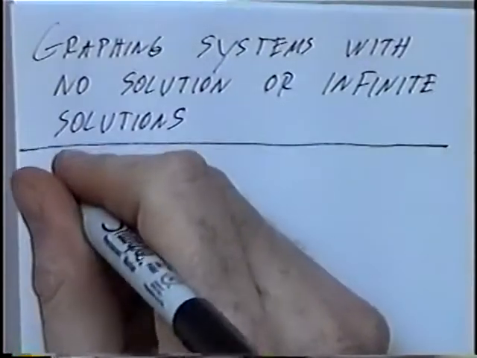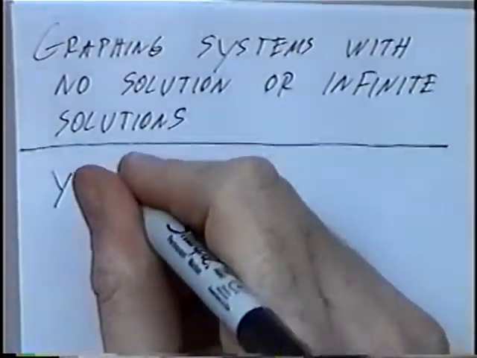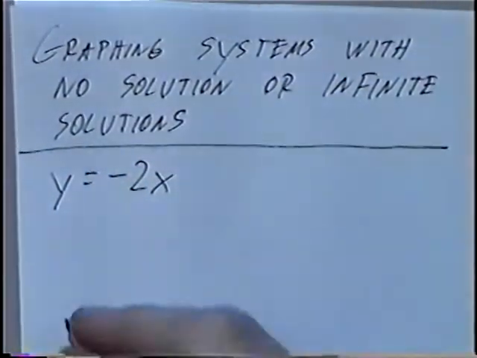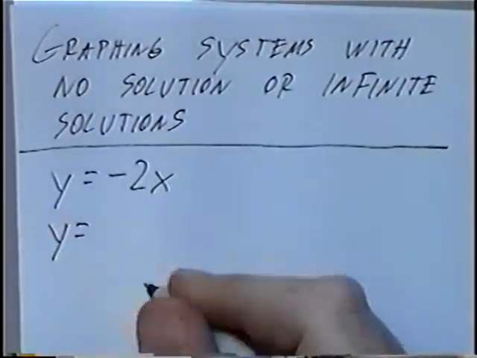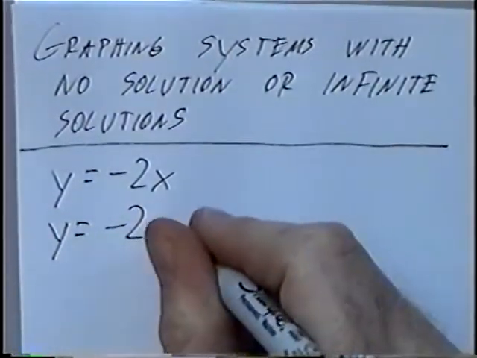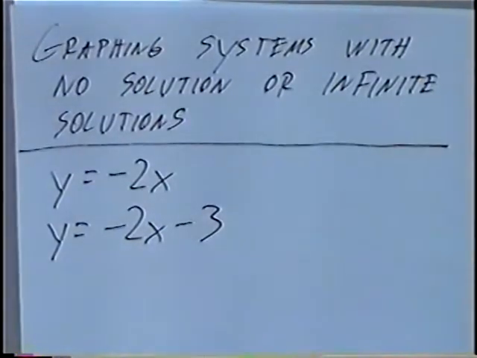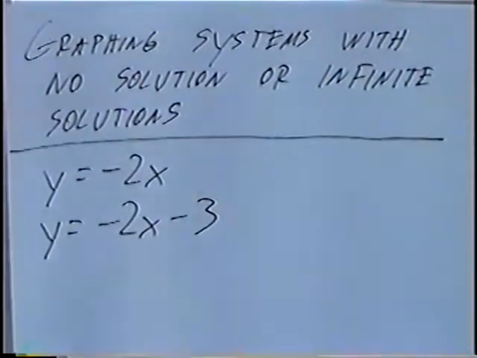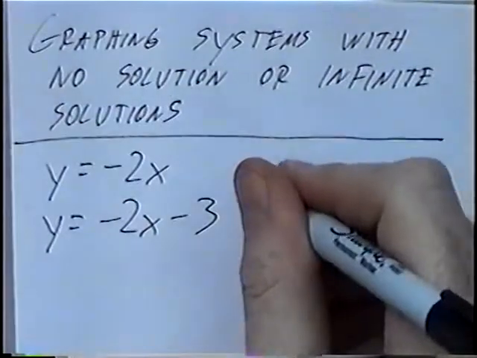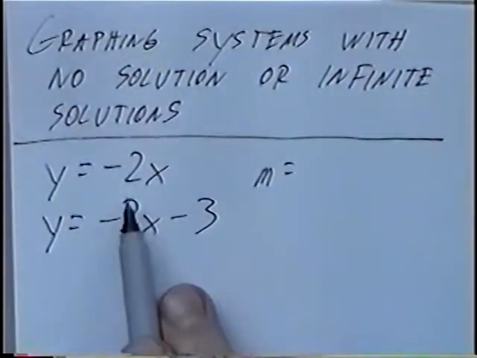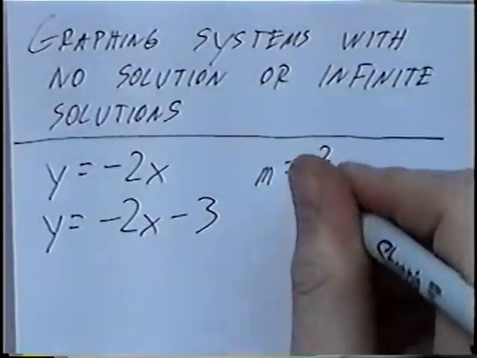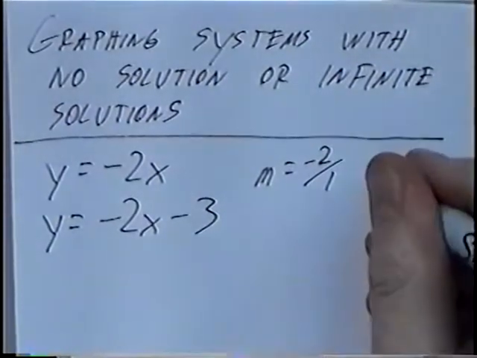First question and first equation, y equals negative 2x. And second equation, y equals negative 2x minus 3. Graphing these equations, they're both in slope-intercept form. So we can find the slope m. First equation would be negative 2, or negative 2 over 1.